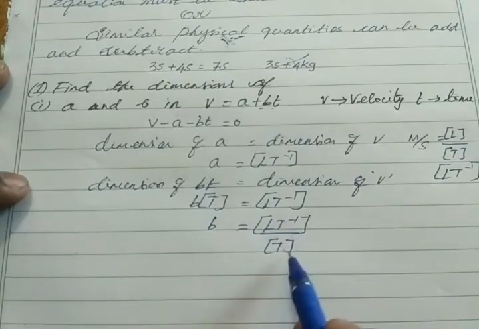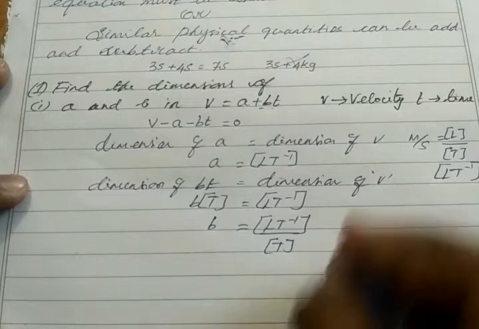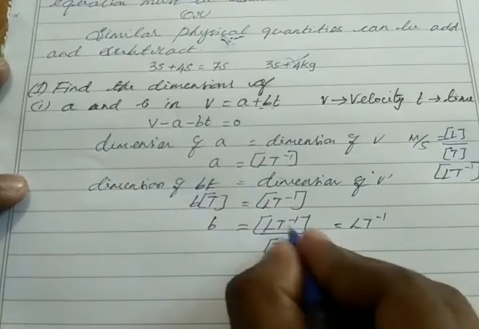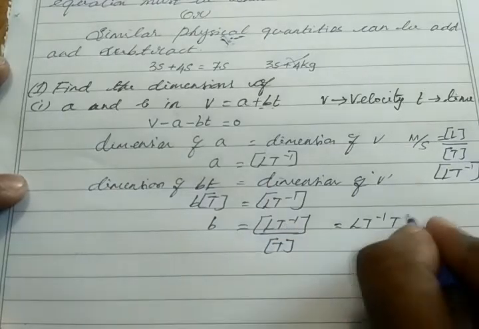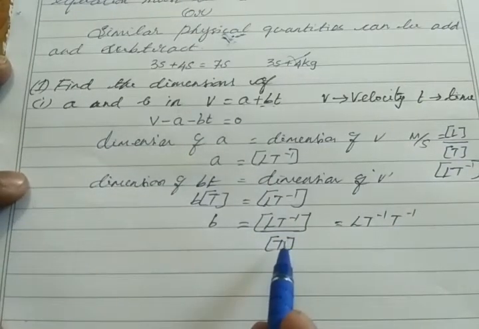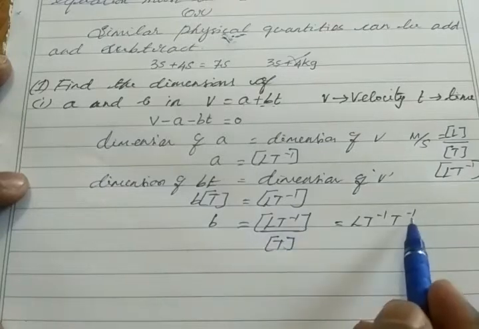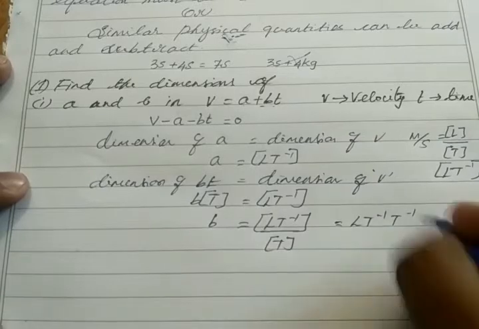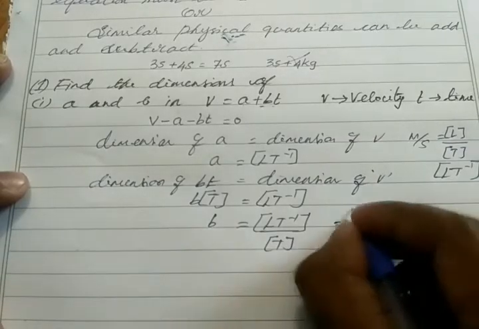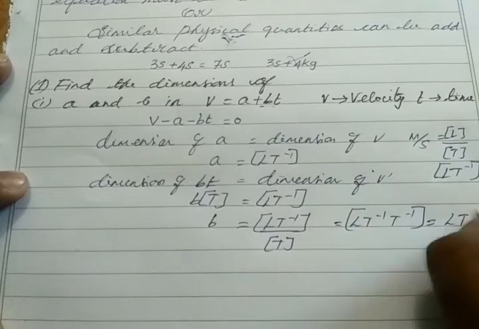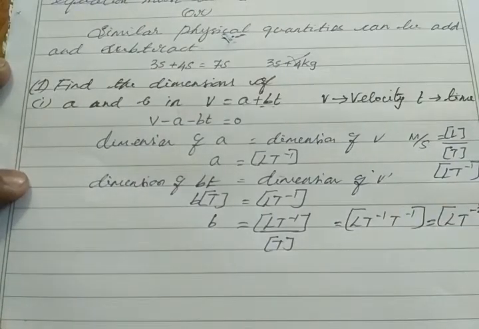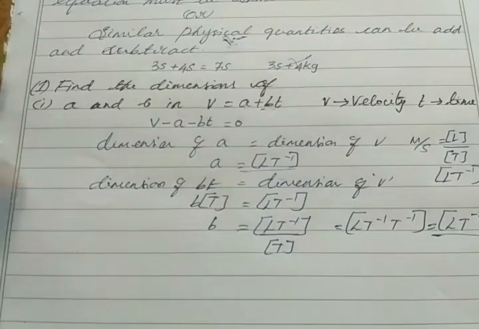Okay, and this T comes to the numerator. Here we get L T minus 1. If this T comes to the numerator, then we have T minus 1. Already we have a power in plus. If it comes to the numerator, then the power will be minus. So the bases are the same, we can simply add the powers. If we add the powers, then we get L T power minus 2. So this is the dimension of B and this is the dimension of A.